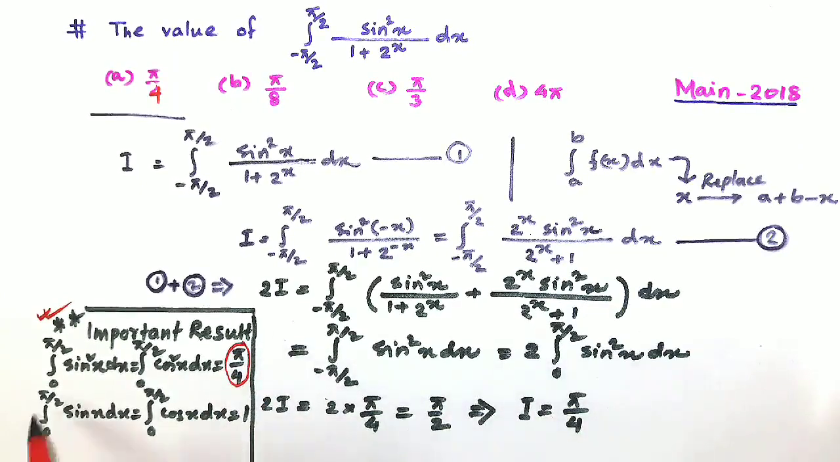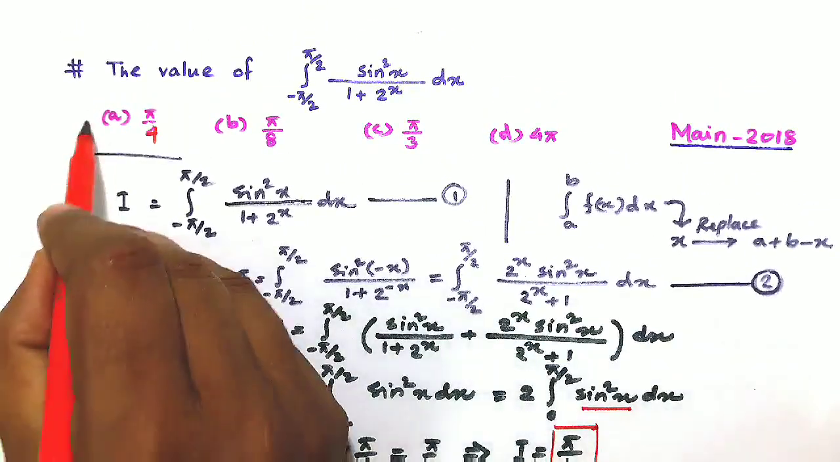And then, integration 0 to pi by 2 sin x dx is equal to integration 0 to pi by 2 cos x dx, which is equal to 1. Now this is sine square x, so integration 0 to pi by 2 sine square x dx is equal to pi by 4. This result you have to write. So twice of pi by 4 means pi by 2 only, and since 2I is equal to pi by 2, I is equal to pi by 4. So your option is A.